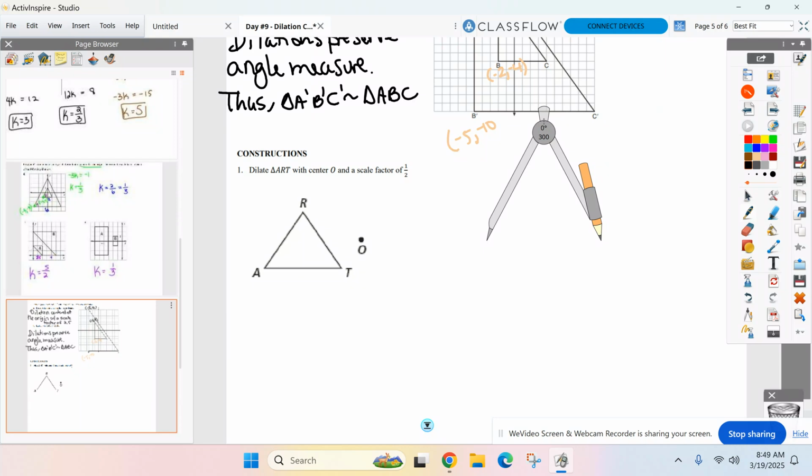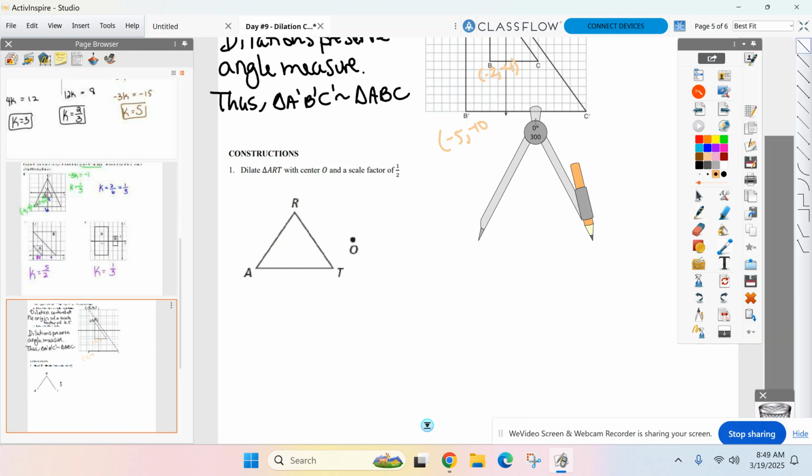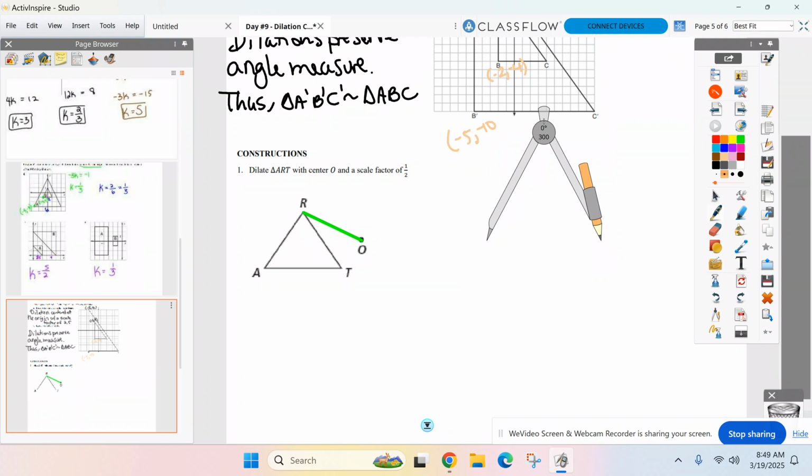So let's do it for point R first. R has a certain distance from O. Everyone agrees? And you're going to show me that distance right now by drawing a segment from R to O. So take your straight edge. Draw a segment from R to O that represents its distance. This is how far R is from O. And what are we going to do with that distance? What's my scale factor? 1/2. We're going to cut it in half.